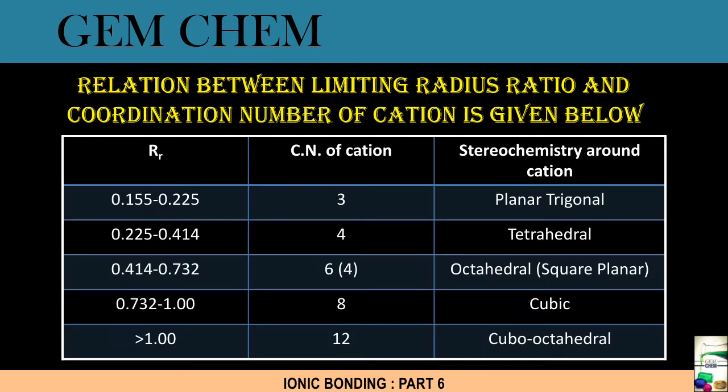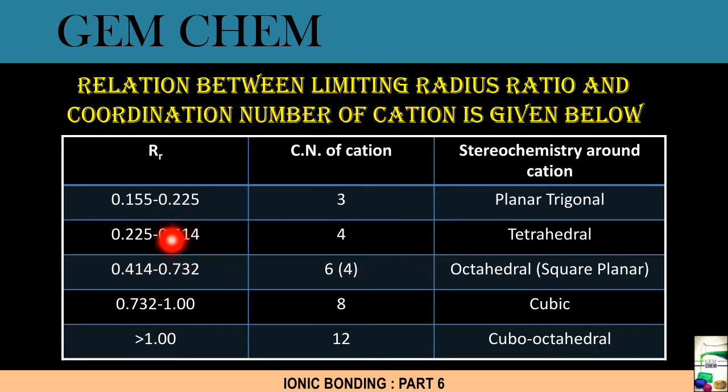And if we see the table, we can understand that there is a relation between the limiting radius ratio and the coordination number of cations, and it is given here. If the radius ratio lies between 0.155 to 0.225, then the coordination number of the cation is 3 and the stereochemistry is planar trigonal. Whereas if it lies between 0.225 to 0.414, then it has a coordination number of 4 and the structure is tetrahedral. Whereas if the radius ratio is between 0.414 to 0.732, then the coordination number can be 6 or 4. 6 will give an octahedral structure, whereas 4 will give a square planar structure.